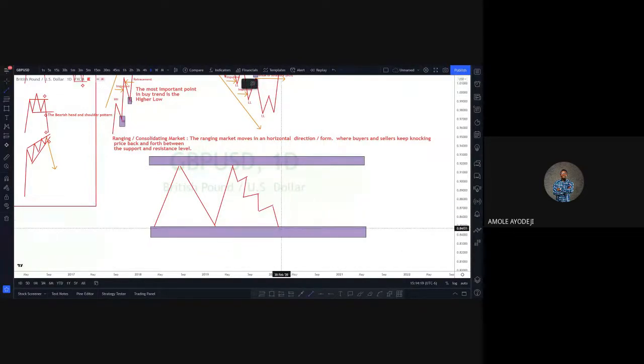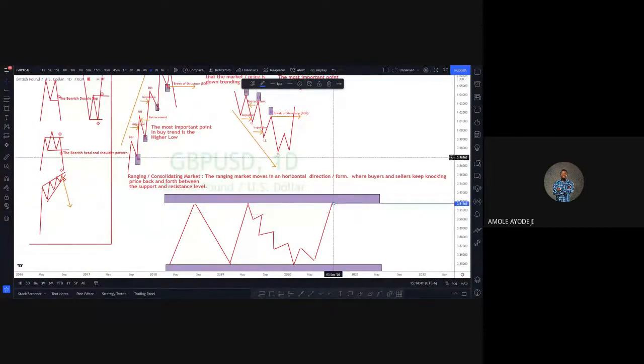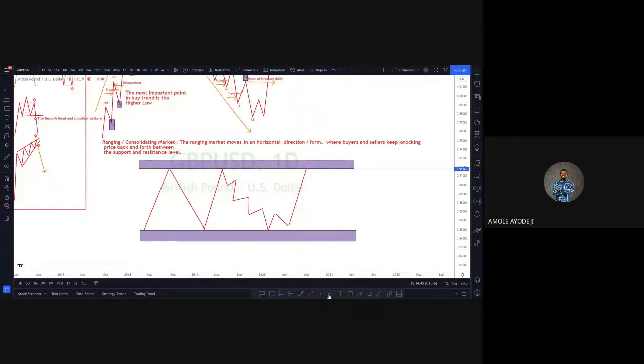And then you see that it bounces back. What am I trying to say in summary? Even in the ranging market, you can have higher highs and higher lows, and lower highs and lower lows also. It now depends on the time frame that you are looking at. But what does a ranging market basically mean? It is a horizontal movement of the market where buyers and sellers keep knocking price back and forth, from support to resistance.